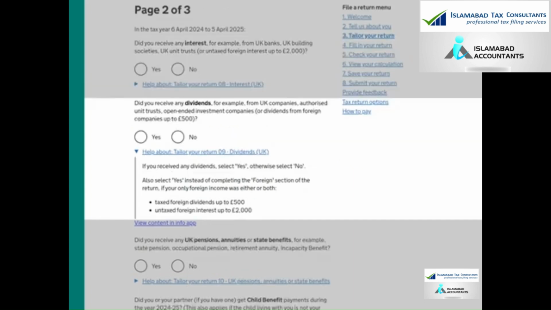Most people can also receive some dividend income without paying tax on it, and again, you should still answer yes to this question, even if no tax is due on the dividend. The system will automatically work out if any tax is due. You should also answer yes if your only foreign income was taxed foreign dividends of up to £500. As I mentioned earlier, this is instead of filling in the foreign income page. You'll be able to show this income on the dividends page later in the return.